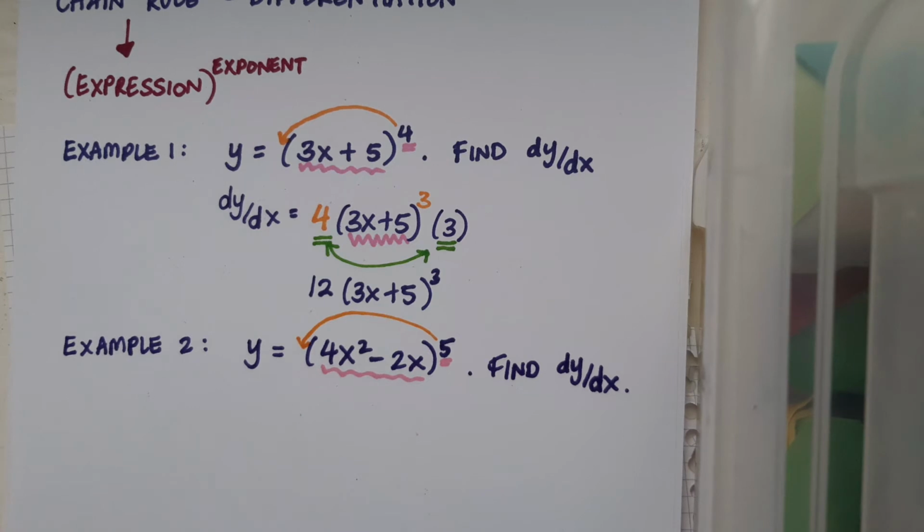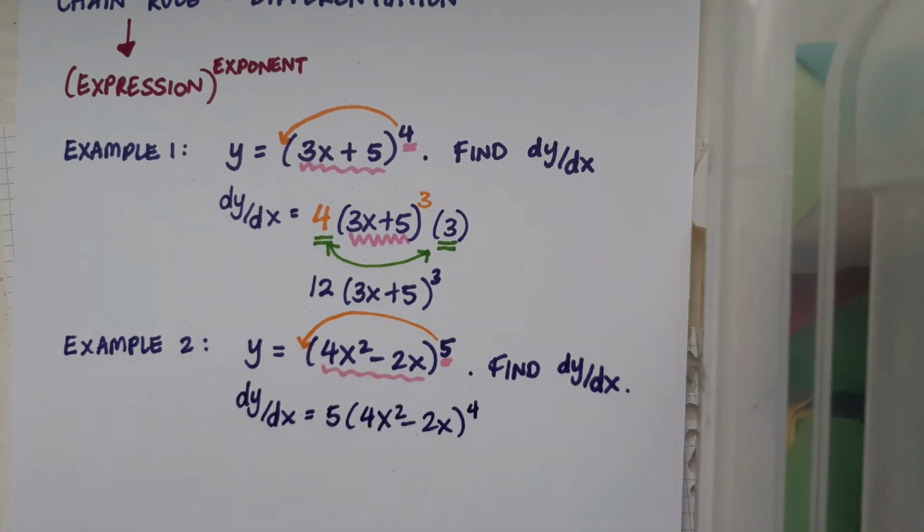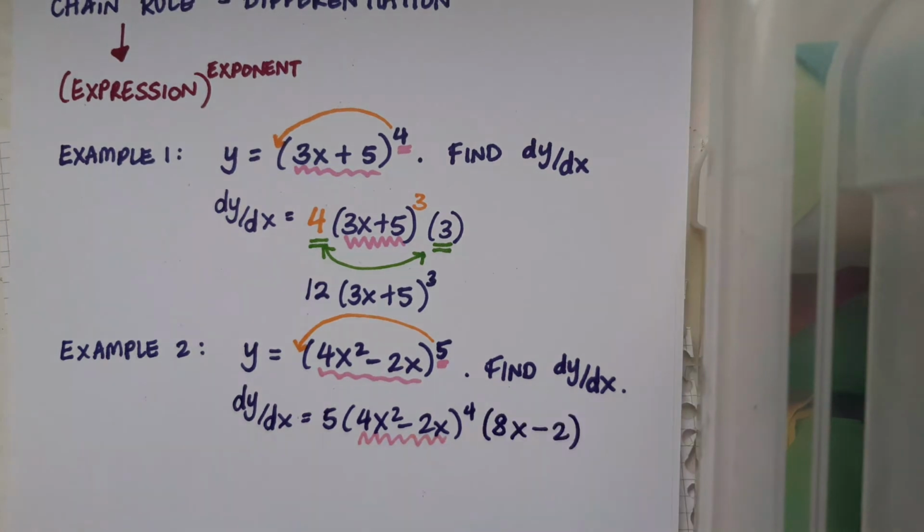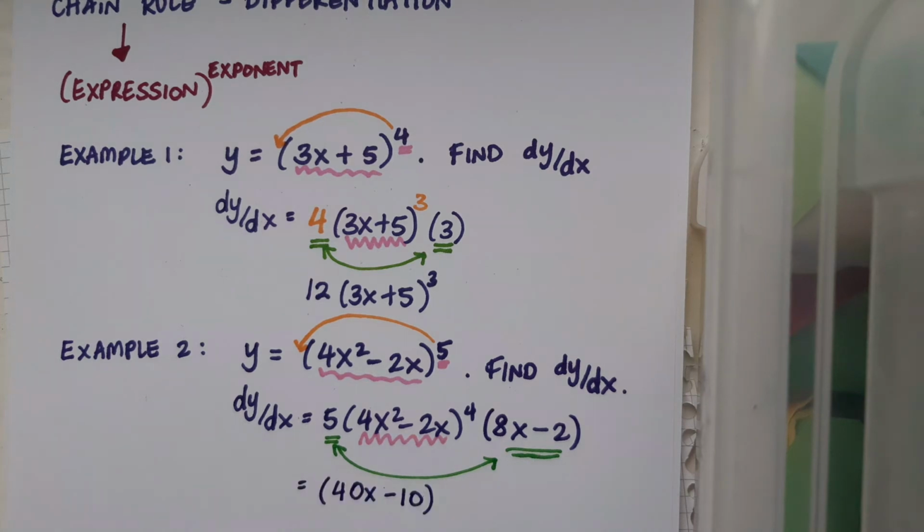Okay, so just like before, I'm going to take my power down in front and I'll reduce the power by 1. Don't forget, I'm not finished yet, because I still have to differentiate what I have in the bracket. So this time I'll differentiate that and I'll get 8x minus 2. If I want to tidy up a little bit at the end, I can multiply what's out in front by what's at the end. Notice that this time it's more than just a number, so I'm keeping it in a bracket. And I put the (4x squared minus 2x) to the 4 bracket at the end of that expression.